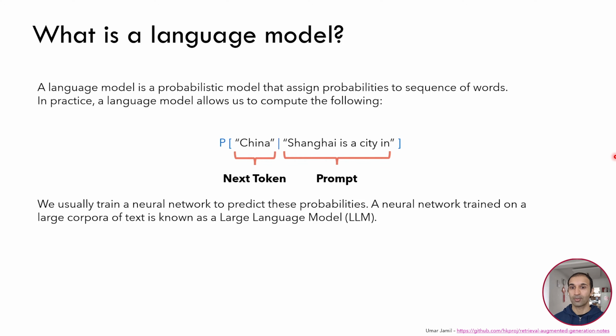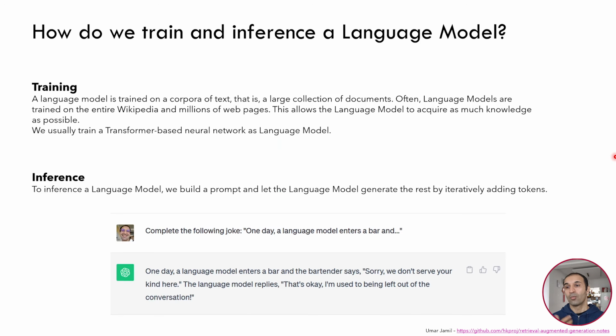A neural network that has been trained on a very large corpus of text is known as a large language model. When we train large language models, we usually have a very big corpus of text, which is a collection of documents. Often language models are trained on the entire Wikipedia or millions of web pages or even thousands of books, because we want the language model to acquire as much knowledge as possible.